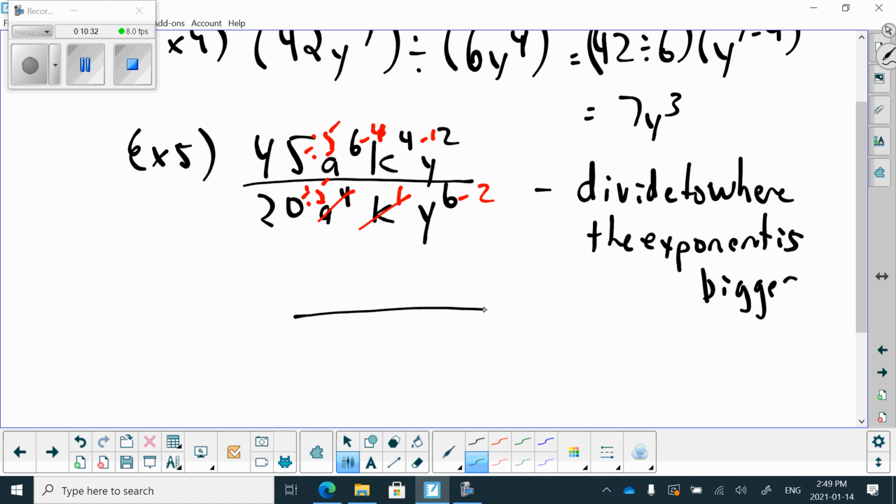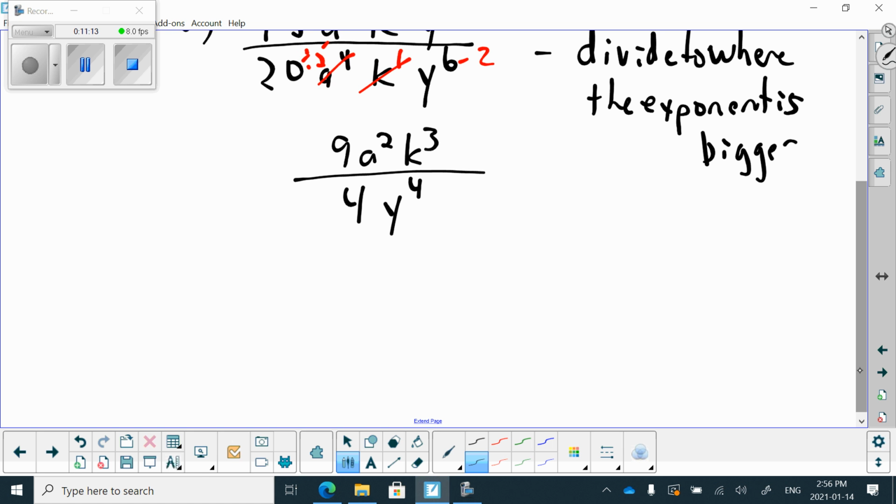So 9, a squared, and k cubed. And the denominator? 4y to the 4th. Absolutely. I really hope this is super familiar. We've done this a lot. There's just no difference. Okay, so questions on that? I think I asked and you said no. So we always reduce where the exponent is bigger, and I've written that down.